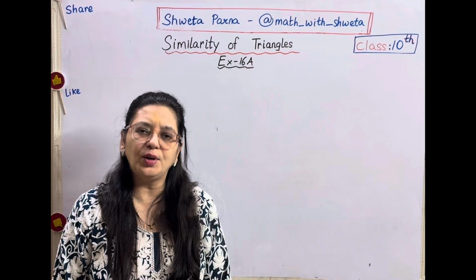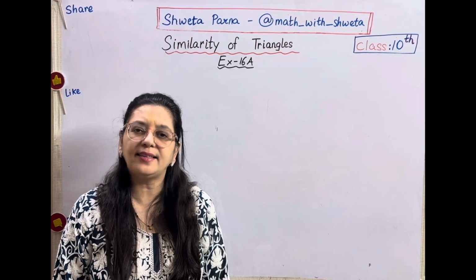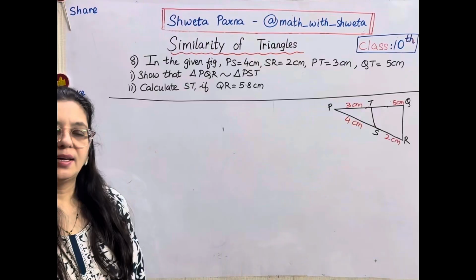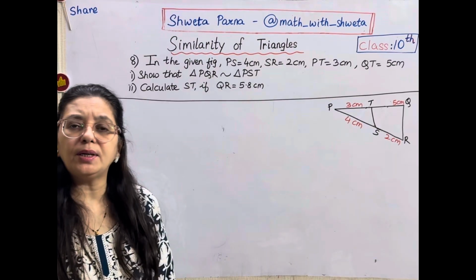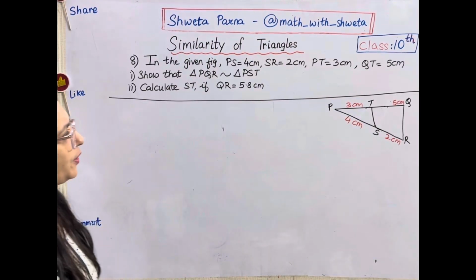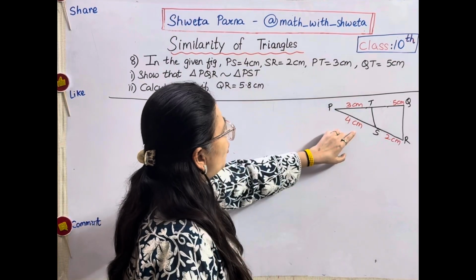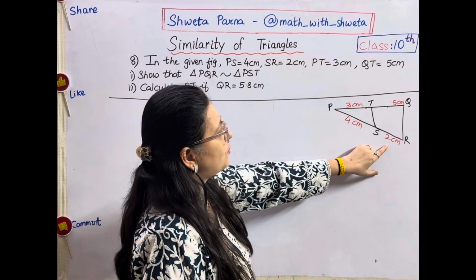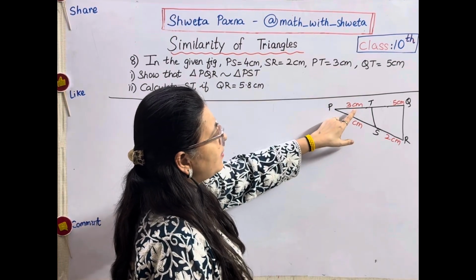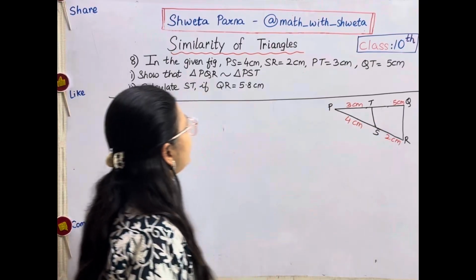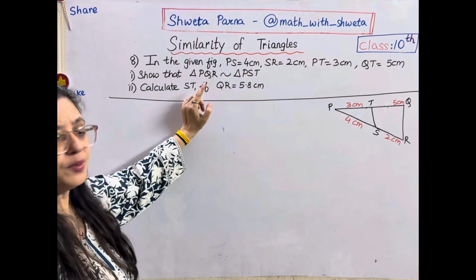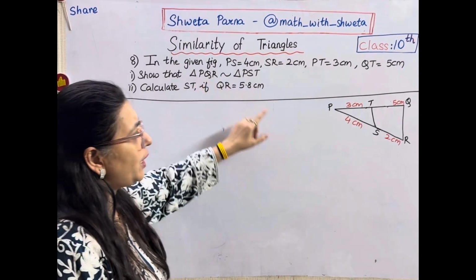Hi kids, in this video we'll be continuing with exercise 16a. Yes kids, let's come to question number 8. In the given figure, PS is given as 4 cm, SR is 2 cm, PT is 3 cm, QT is 5 cm. You have to first prove that triangle PQR.